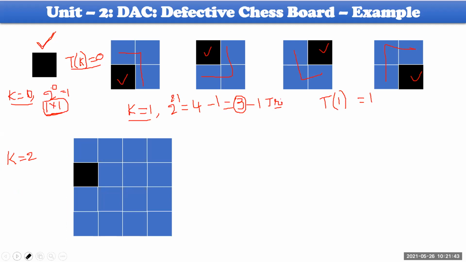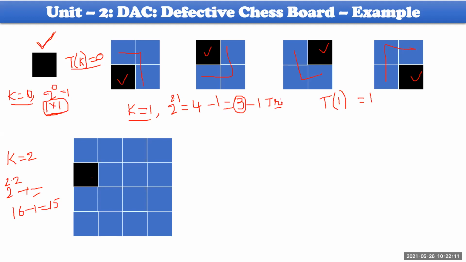Now you could consider here 2 power 2 into 2, so minus 1. That will be equal to 2 power 2 into 2, 4, 16 minus 1. That is totally 15. You could observe this one here. So totally 15, one defective will be gone. There are 15 tiles which are non-defective tiles.